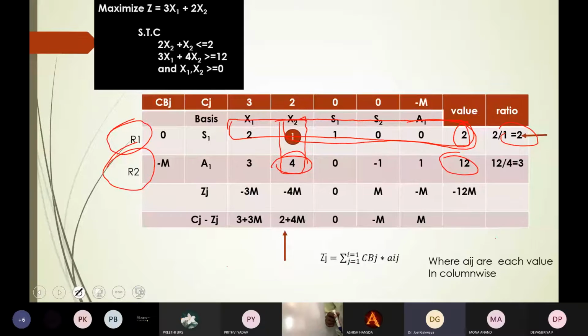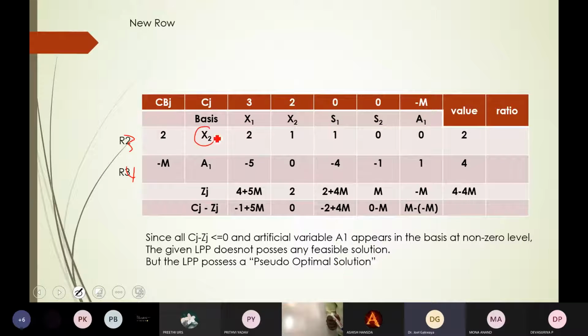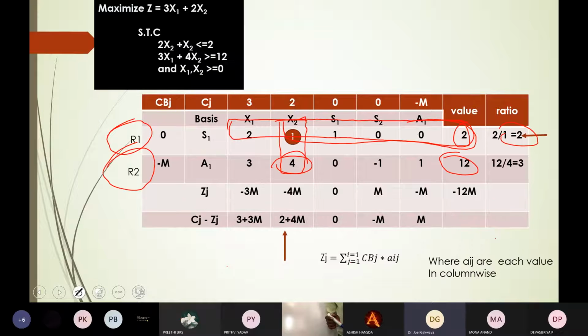As you can see, x2 is going to be the entry row in this table, and S1 is going to be the exit row. Clear? It's going to be the exit row.